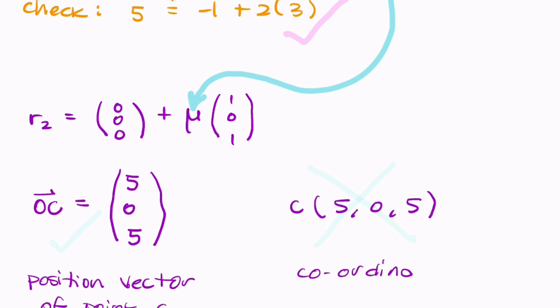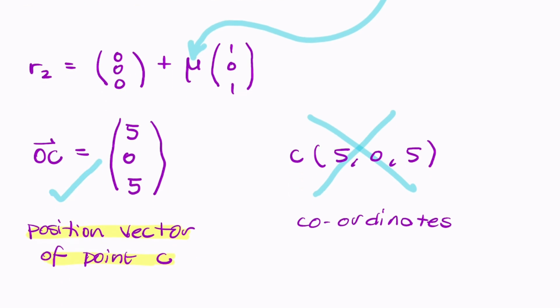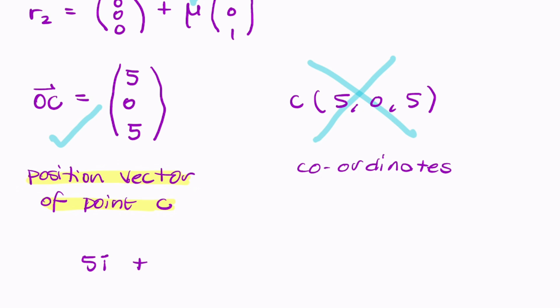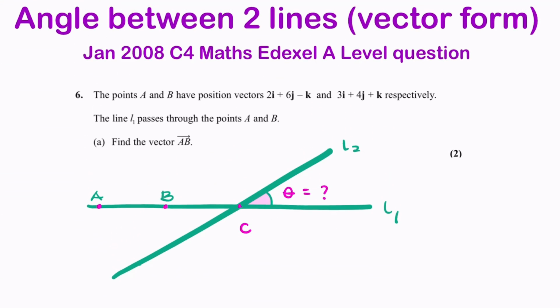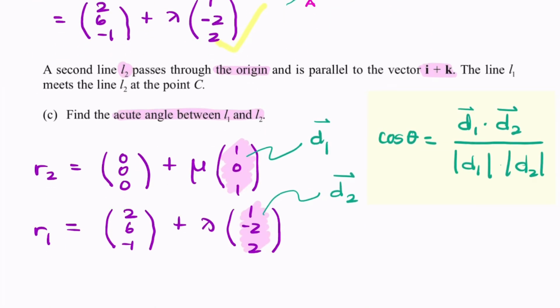And the question is asking for the position vector. So when you're asked for a vector, it's not the coordinates they want, it's the actual vector. So that's how you would answer a question like that. You would equate the coefficients. So in general, when you have a question involving two vectors and you're looking for the angle, you always want to use this formula that involves the dot product or the scalar product of the two directions.